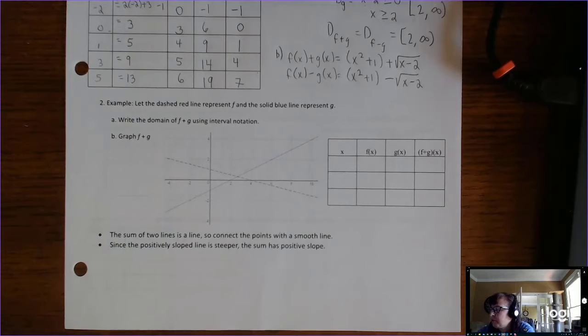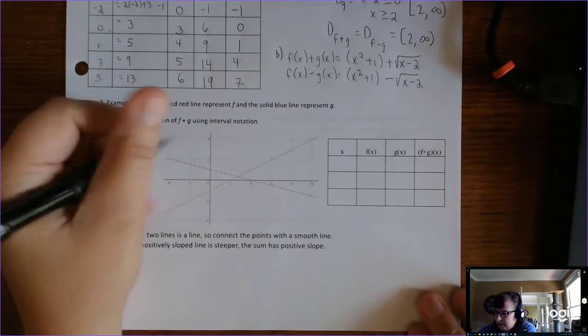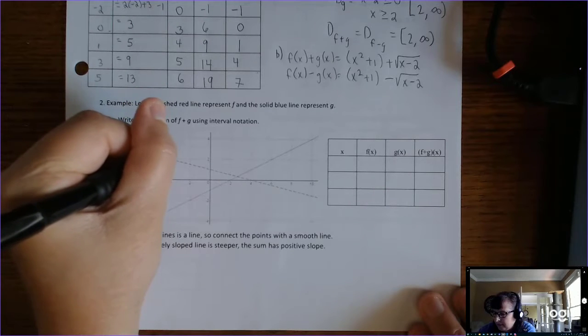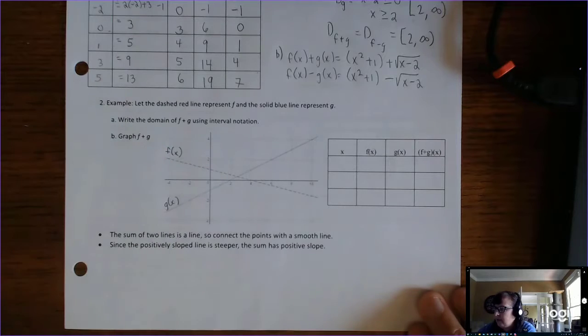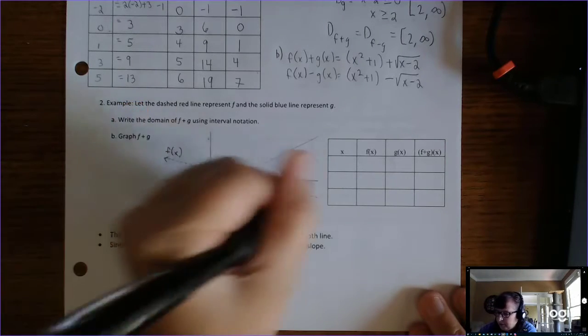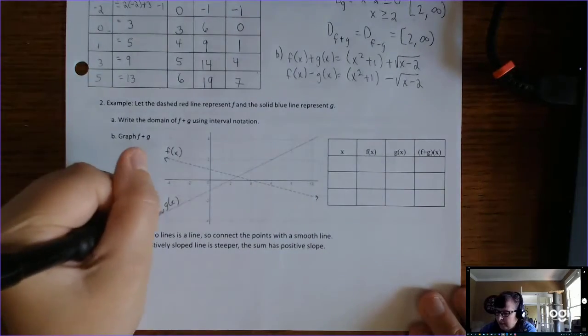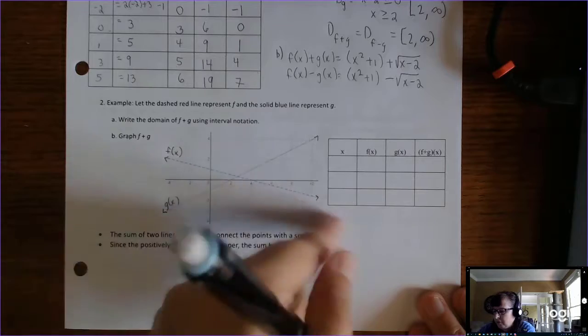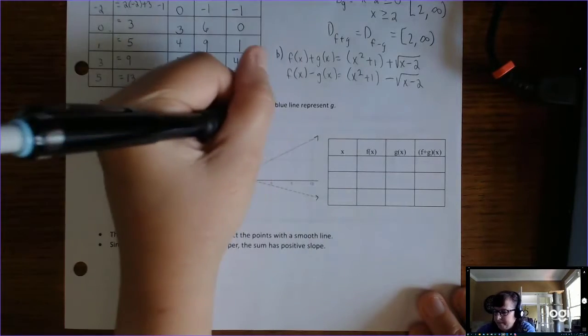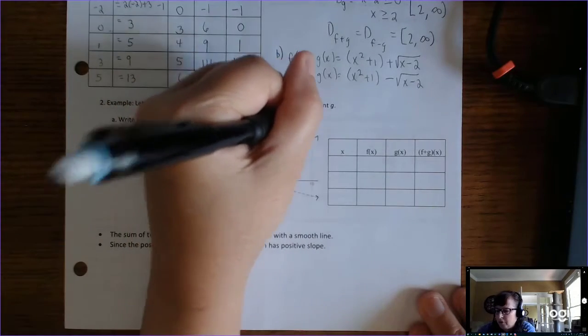Okay, so example 2, let the dashed red line represent f. So this is f of x, the dashed line, and then the solid line is g of x. Write the domain of f plus g using interval notation. Well, the domain for this one's pretty straightforward because this is a straight line and that's a straight line. Their x's are going to go on forever and ever, so the domain is just all real numbers.